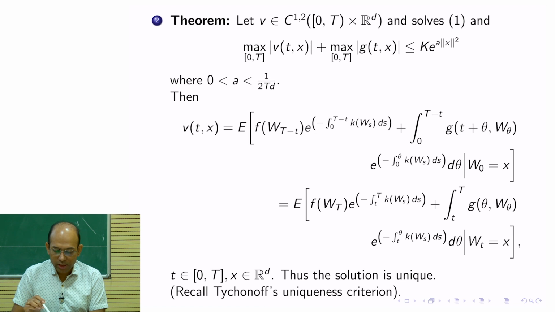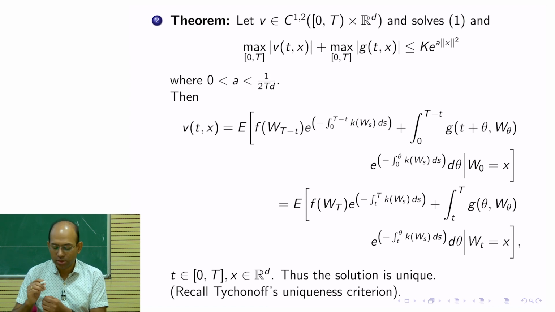Then plus the integral from 0 to capital T minus t of g of t plus theta, W_theta, a function of theta, multiplied with the exponential function e to the power minus the integral from 0 to theta of k of W_s ds. This product is integrated from 0 to capital T minus t with respect to theta. And this conditional expectation we are finding given W_0 is equal to x.